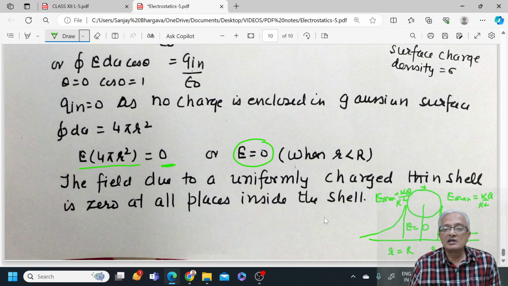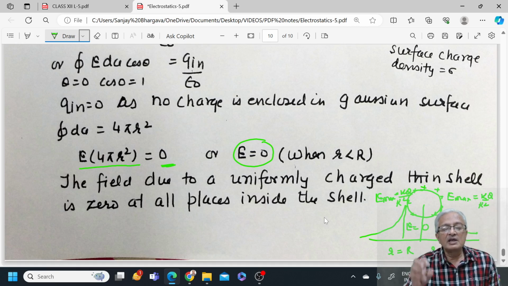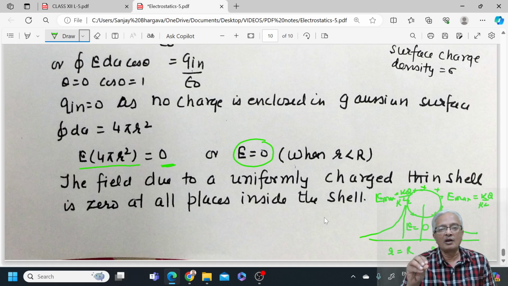So this is spherical charge distribution and three fields existing here: at the internal point, at the point on the surface, and at the point outside the surface. Since charge is residing on the surface, we do not have any electric field inside the shell. At the surface, the electric field comes out to be maximum, and outside it decreases as 1 upon r square. Hope that all applications of the Gauss law are very clearly understood by you all.